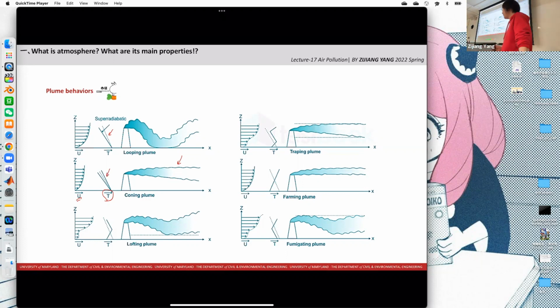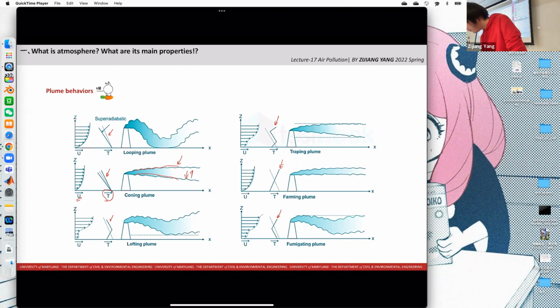We can see this is pretty close to the temperature profile of the atmosphere. And because of the vertical movement of the atmosphere, the pollutants will be dispersed. I'm going to talk about this more on Thursday. But we can also see that by having different types of real temperature profile, we may have plumes of different shapes.